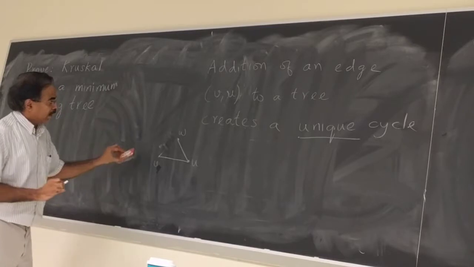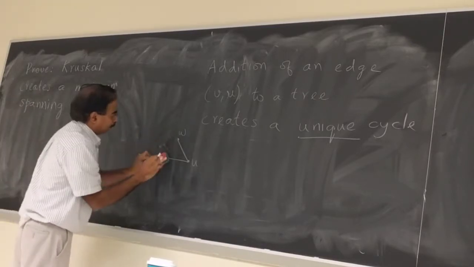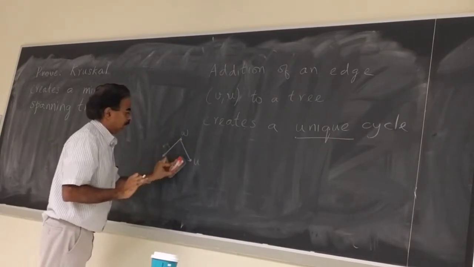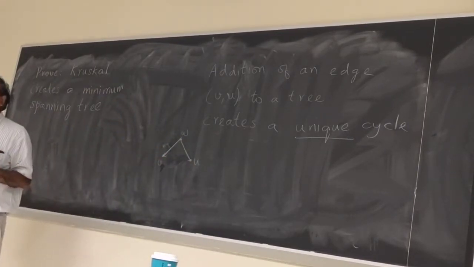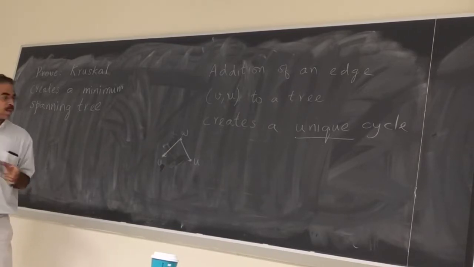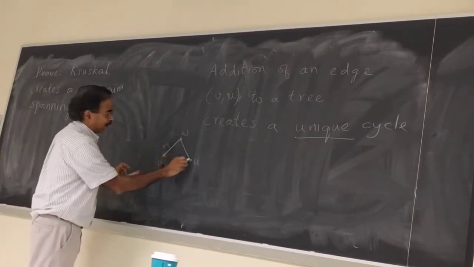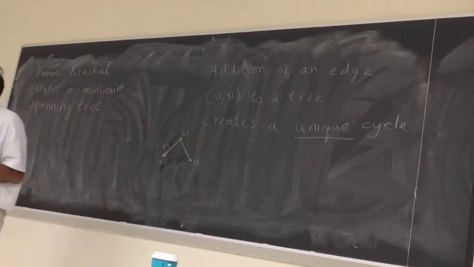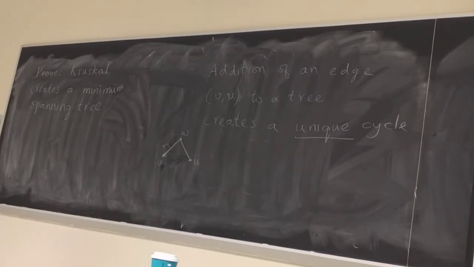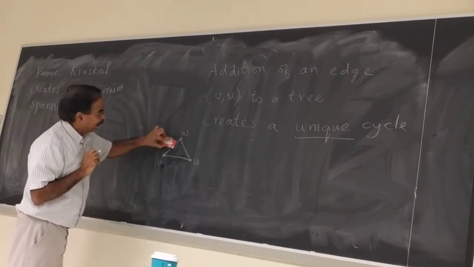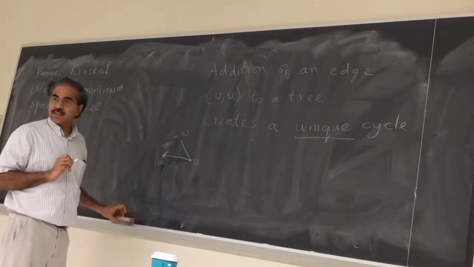So part of the argument is going to be, let's say this is the minimum spanning tree that somebody was able to construct, and it doesn't contain an edge V comma U that Kruskal would have chosen. Now I'm going to show you that I can construct a better spanning tree by choosing that edge. The way I'm going to do that is I'm going to first add this, and then I'm going to break one of the other edges.